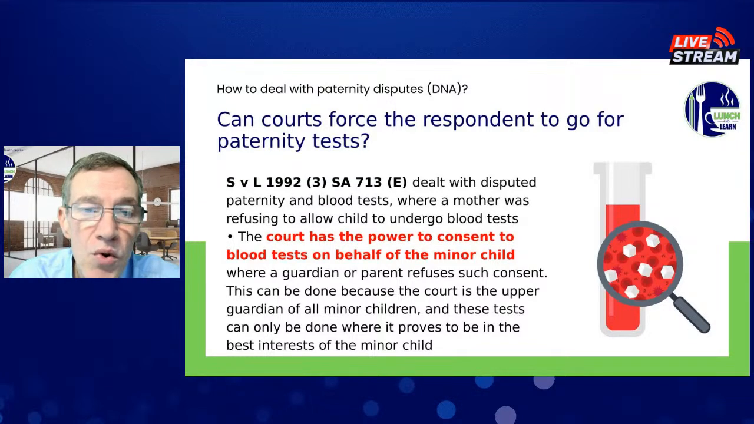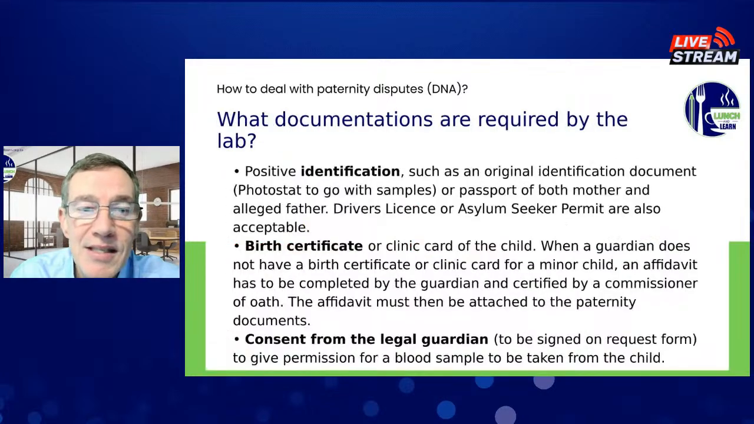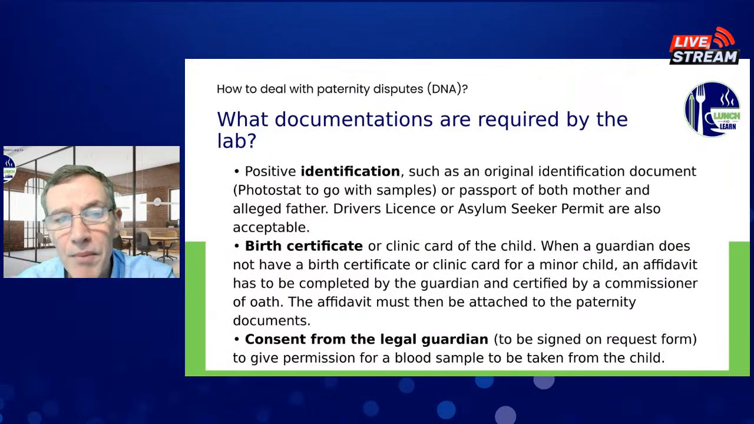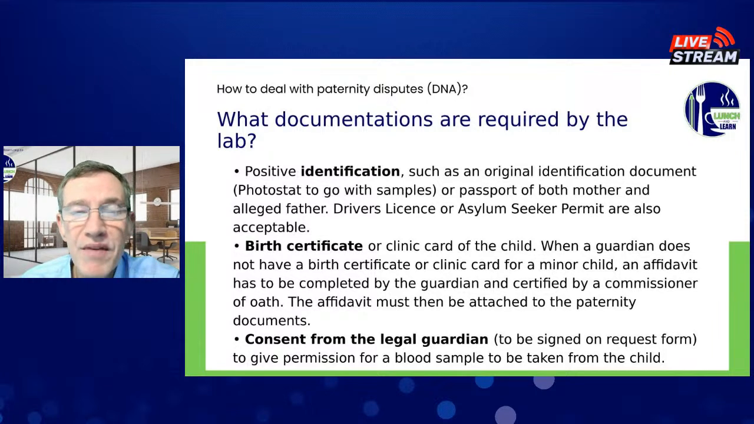In this matter, the court actually overruled the mother and said that the child had to go for the DNA testing. So what documents are required by the lab? Obviously, you would need to have positive identification, have your ID. If you go to the lab for the DNA testing, you would need to have your ID document, the original one that you need to take with, your passport that you need to take with. The mother and the father, both parties need to have their ID documents. If you have a driver's license, take that with, or if you are an asylum seeker, you take your asylum seeking permit as well. The birth certificate or the clinic card of the minor child is also needed.